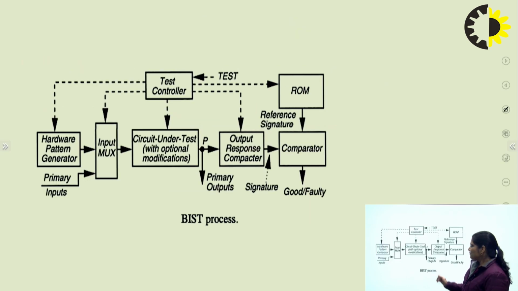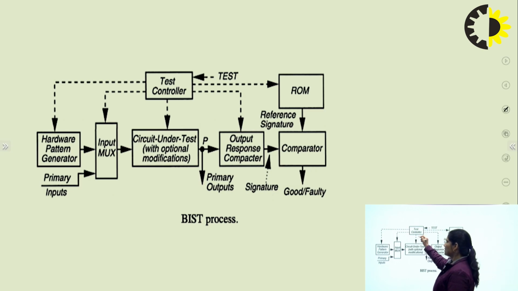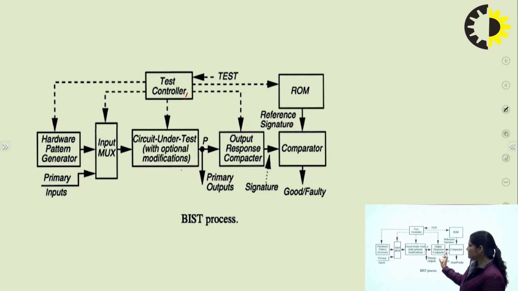Now, we can take the BIST process. First, we have to do a test. This is a test controller where we perform a test. Here is the circuit under test, with optional modifications. The input multiplexer is applied to the circuit under test and we get the output response.